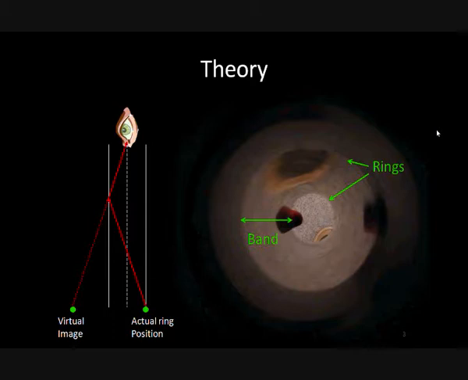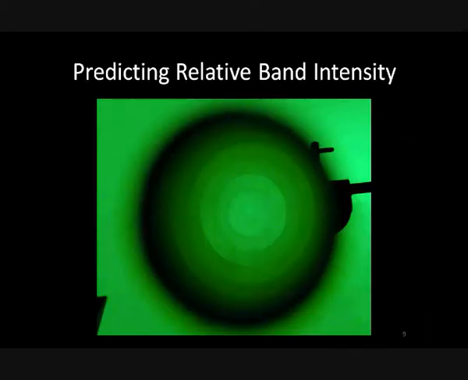You can see in this ray diagram to the left how the observer is looking at the second ring, and the light is actually coming from the end of the tube. I set out to predict the relative intensity of bands. So here I wanted to predict the intensity of each of these bands as they get further out from the center.